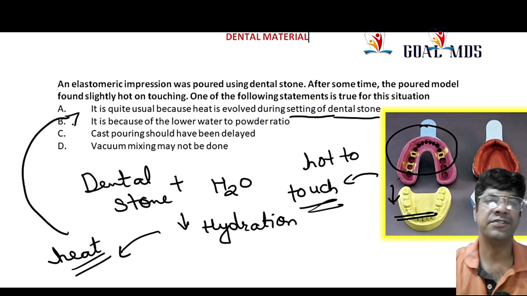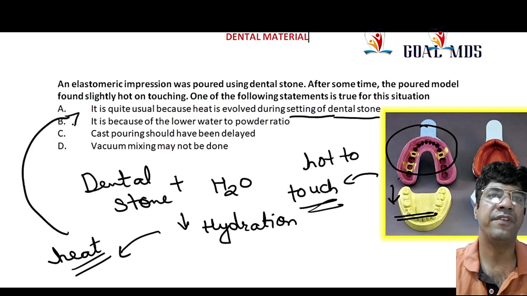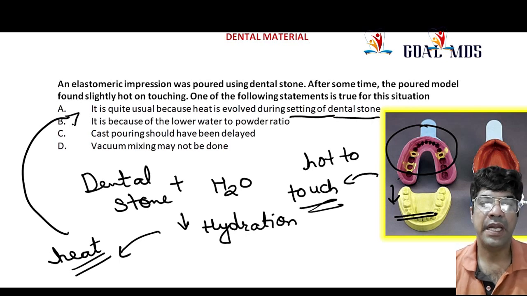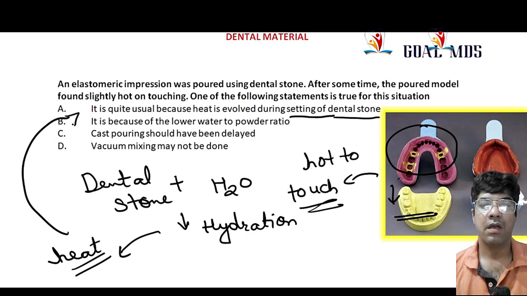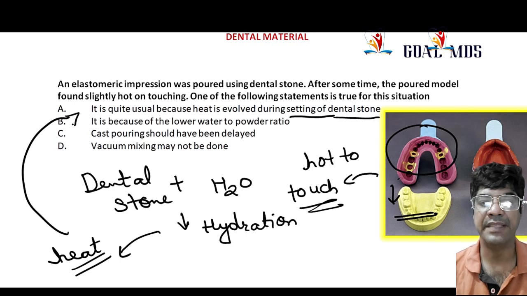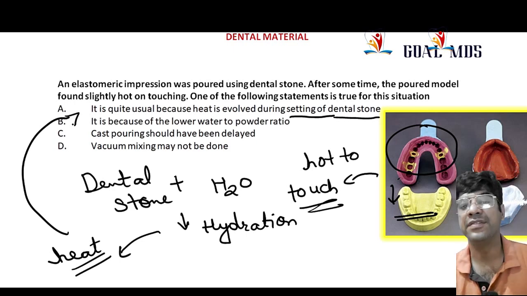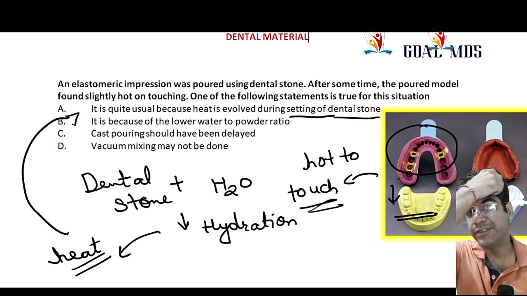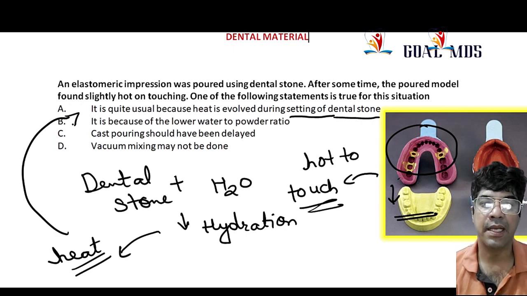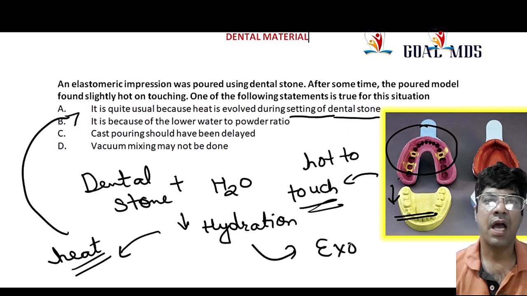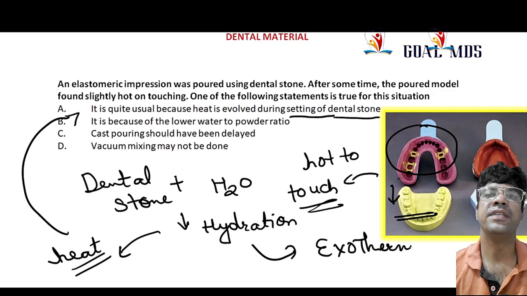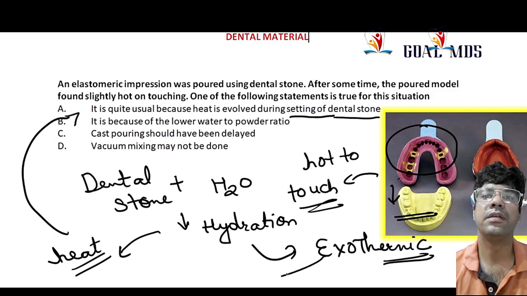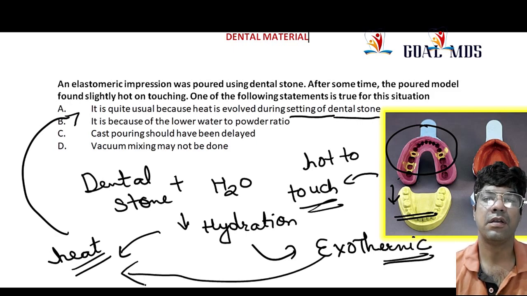So therefore, a slight warmth or heat when touching a recently poured dental stone model is a normal occurrence and it is not a cause for concern. Dental stone, when mixed with water, undergoes a chemical reaction that is hydration. This hydration reaction is exothermic, meaning it releases heat.